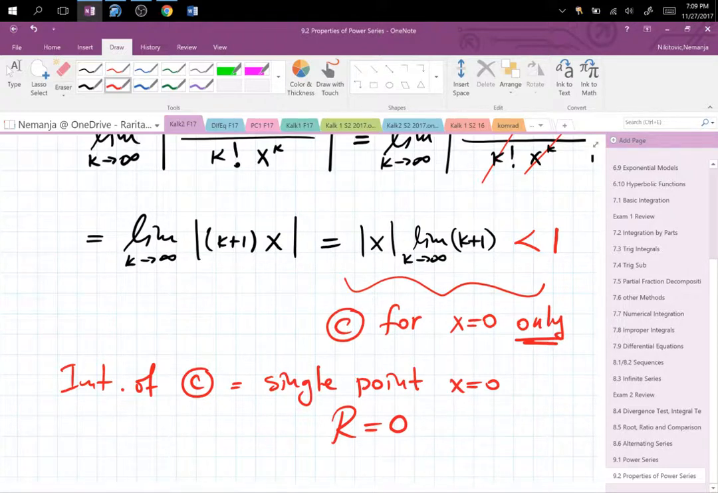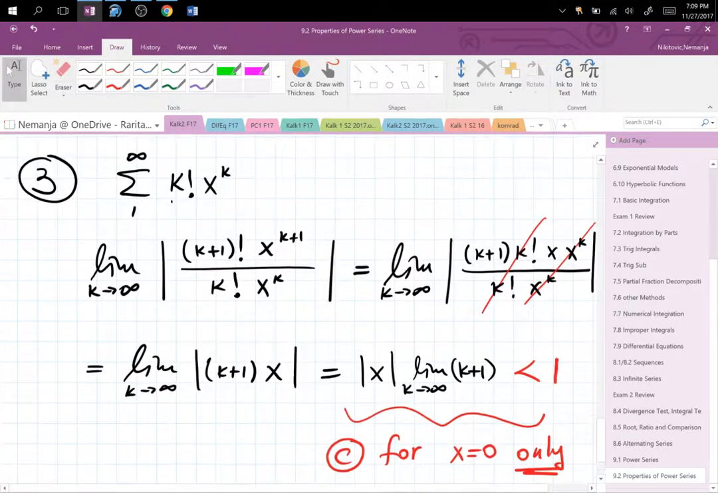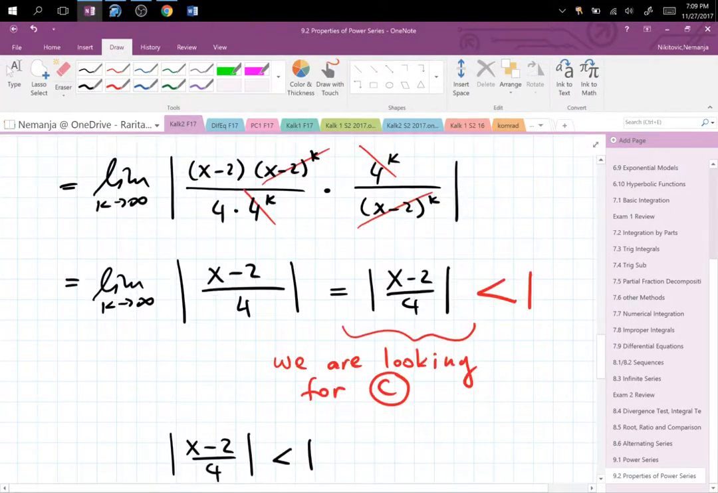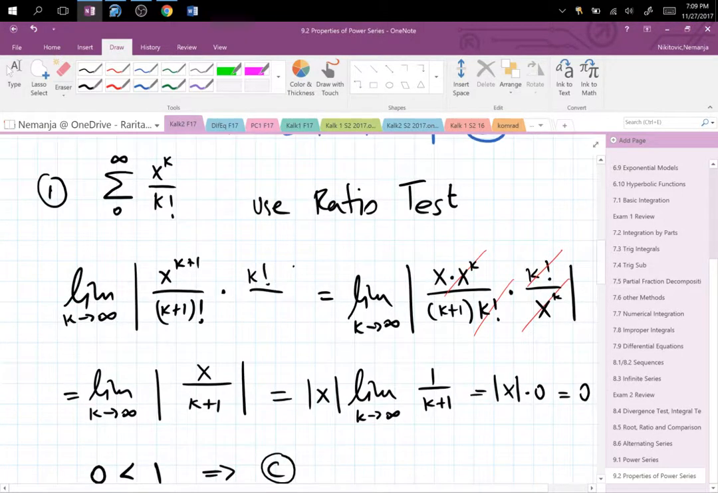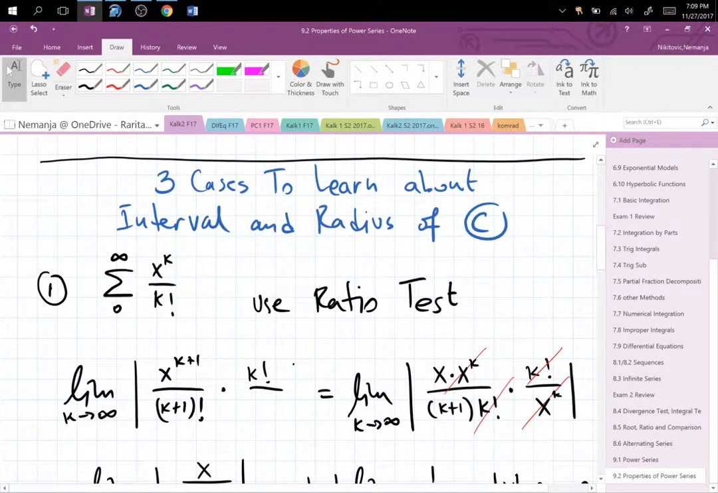Now what I want to do here is get you to look at the growth rates. Exponential divided by the factorial. Factorial is winning, the whole thing goes to 0, so we have a chance of convergence there.